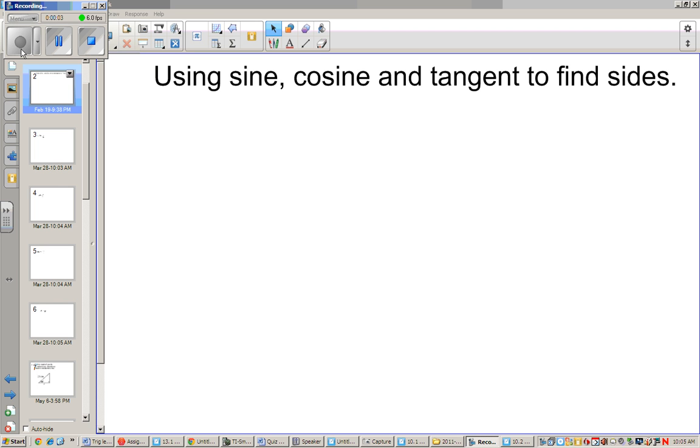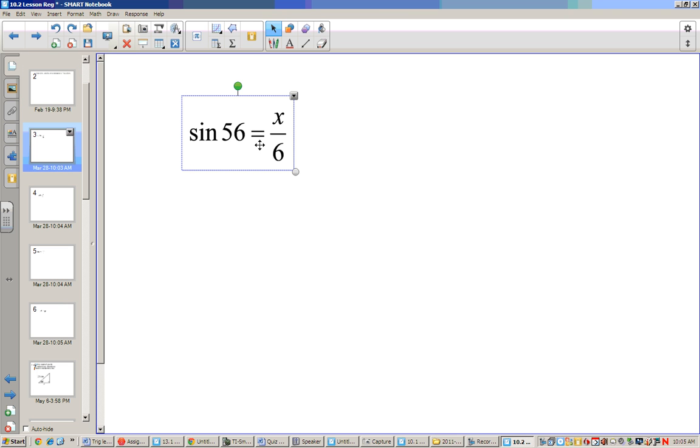Hello, today we are going to be using sine, cosine, and tangent to find sides. Before we do that, we have to figure out how we can solve equations using sine, cosine, and tangent. The first thing we're going to deal with is sine of 56 equals x over 6.